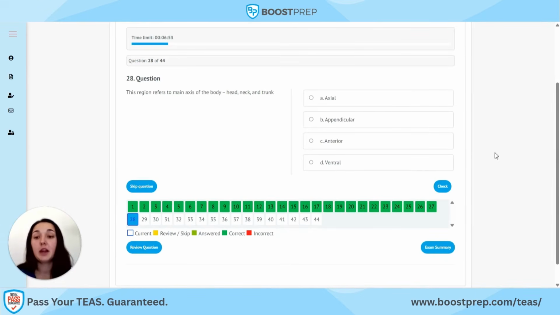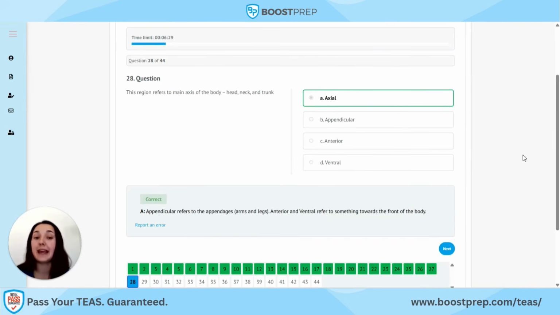Question 28. This region refers to main axis of the body, head, neck, and trunk. A, axial, B, appendicular, C, anterior, D, ventral. The correct answer is A, axial. Axial is the main axis of the body, head, neck, trunk. Appendicular refers to the appendages, so your arms and legs. Anterior and ventral refer to something towards the front of the body.